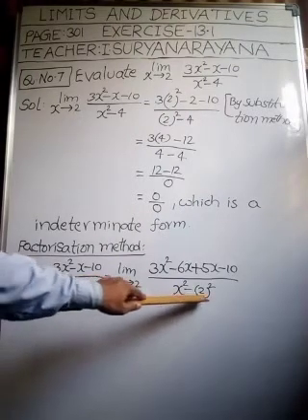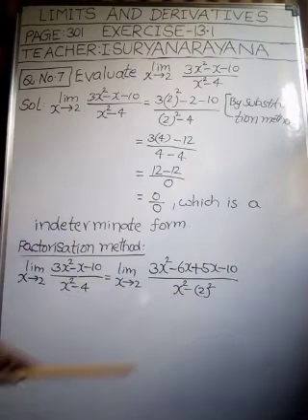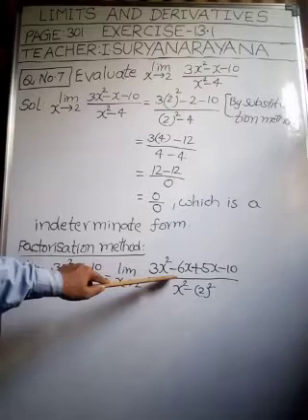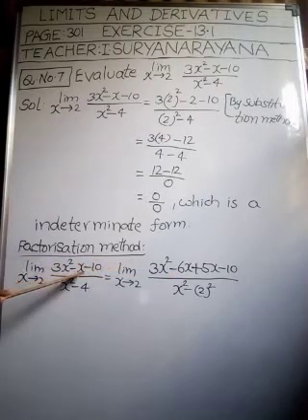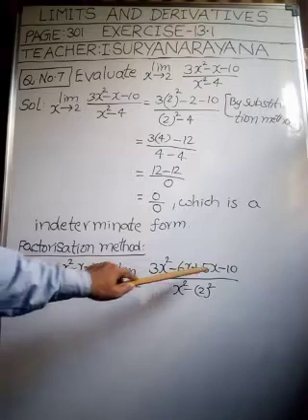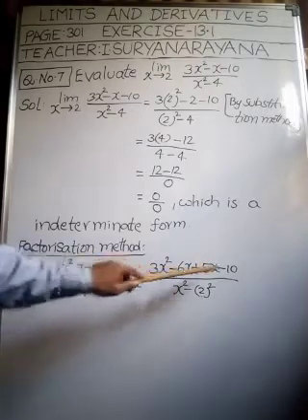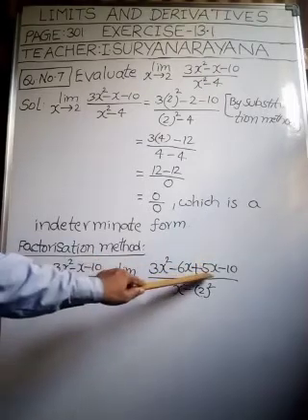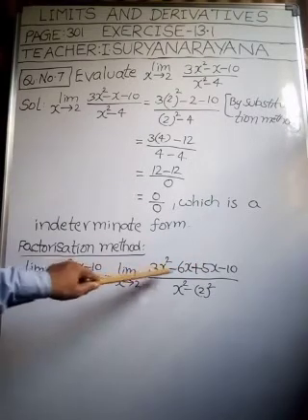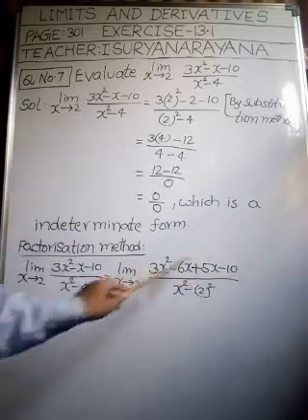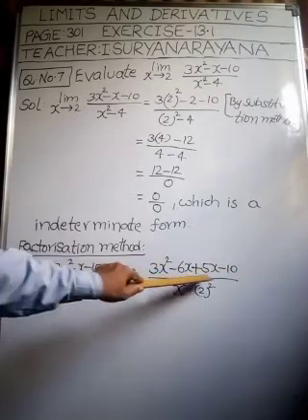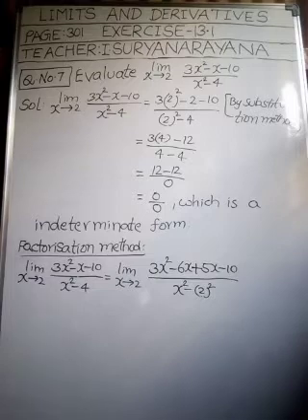Okay, my children, in the denominator I wrote this quadratic polynomial in the form of a square minus b square. Understood this denominator, my children? Here in the numerator also, the polynomial is written by using the splitting the middle term method. Understood this step, my children? Minus 6x plus 5x, what will you get? Minus x only. We wrote the first and last terms as they are, 3x square minus 10. We split the middle term like this. Understood this step, my children?